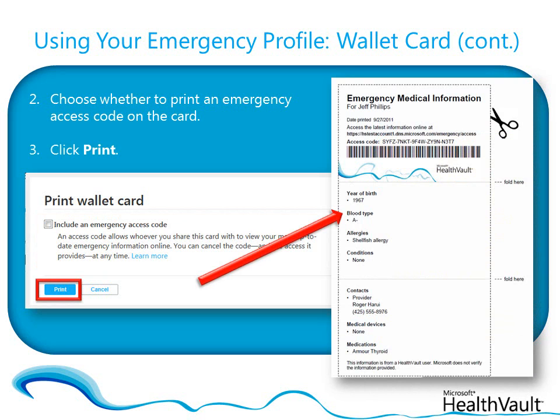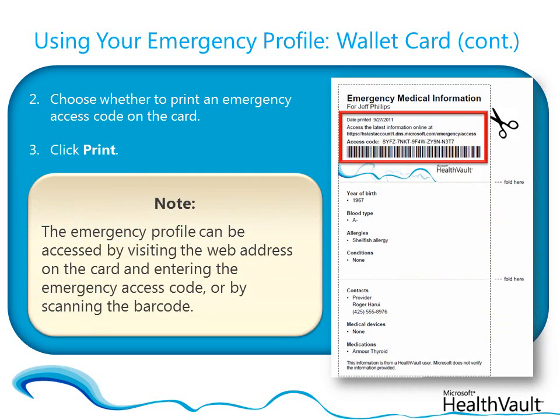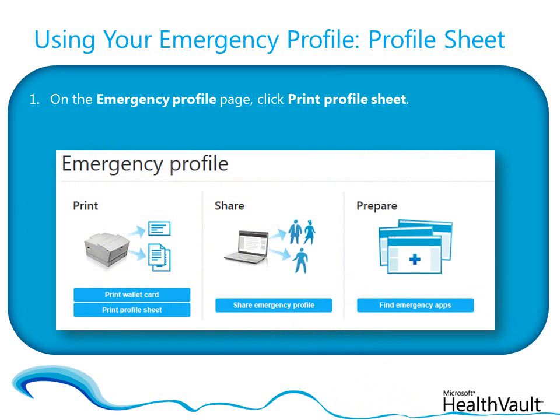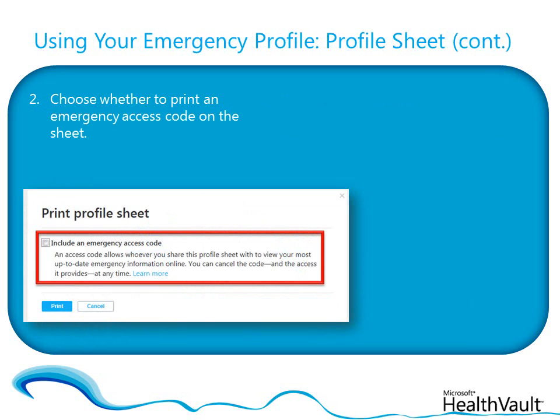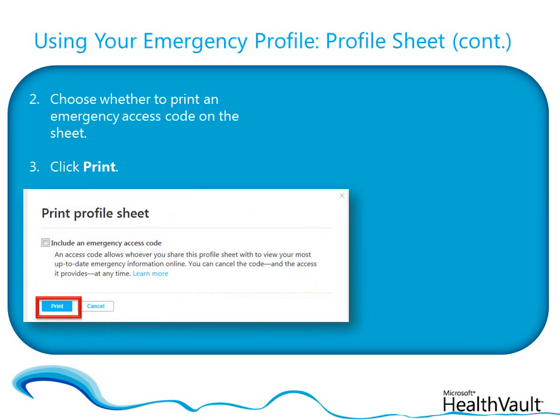Whoever you share the card with can access your emergency profile by visiting the web address printed on the card and entering the emergency access code, or by scanning the printed barcode with a hospital barcode scanner. Because of its size, a wallet card contains only abbreviated details of the information in your emergency profile. If you want to keep a full-size paper record of all of the information in your emergency record, either to carry with you, to share, or to store in a safe place in case of emergencies, at the top of the emergency profile page, click Print Profile Sheet. As before, choose whether to include an emergency access code on the printout, and then click Print.